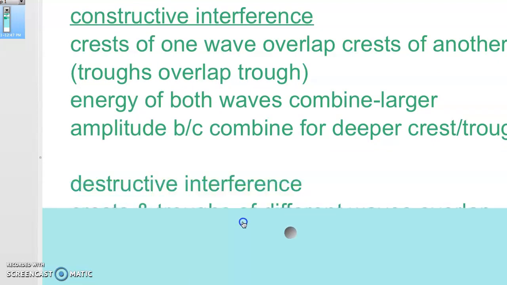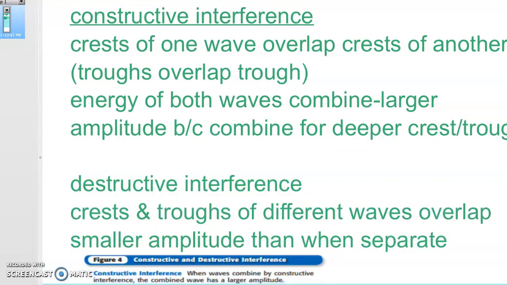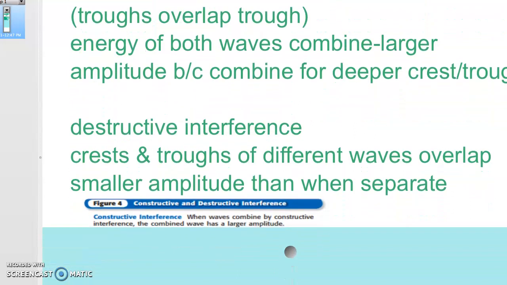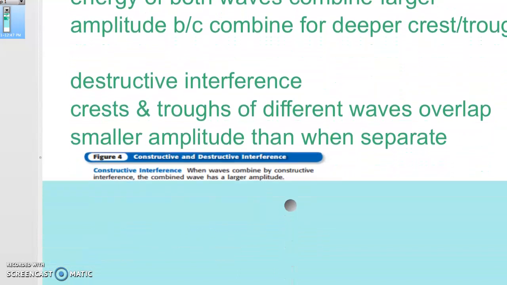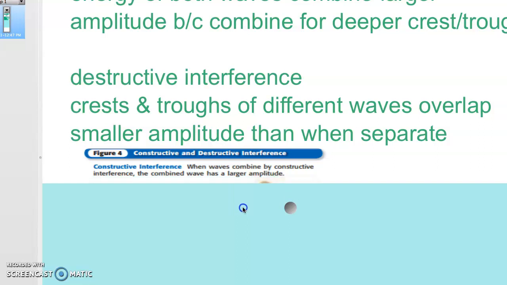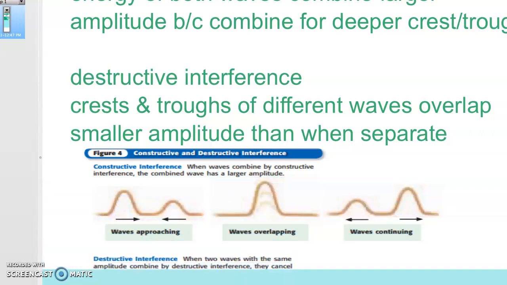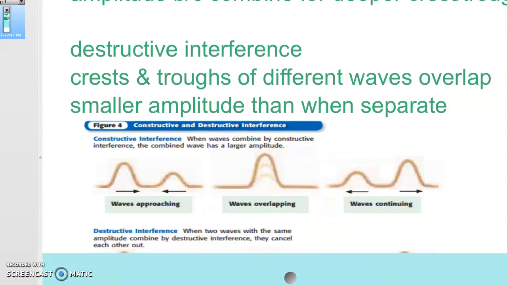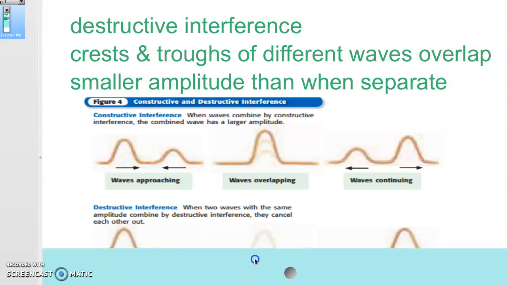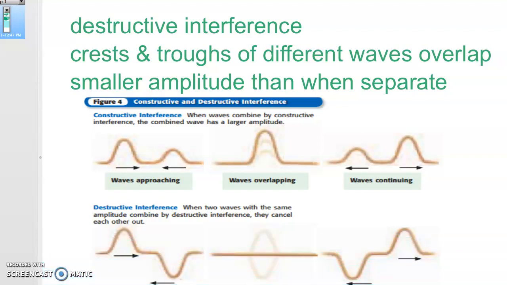But if it's destructive, think about that word destructive, right? So they kind of are all over the place. The crests and the troughs don't line up evenly. They're kind of off-centered. And so it makes a smaller amplitude because it's all these different sounds, so to speak, or different pieces.